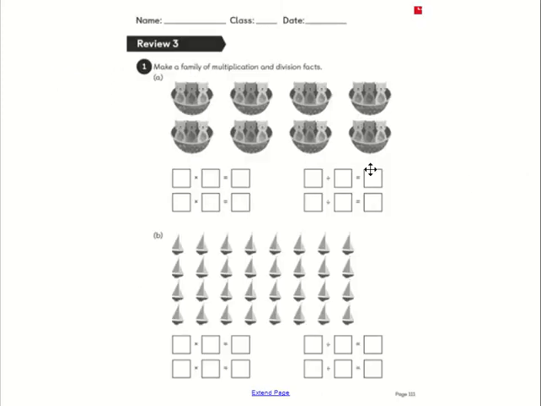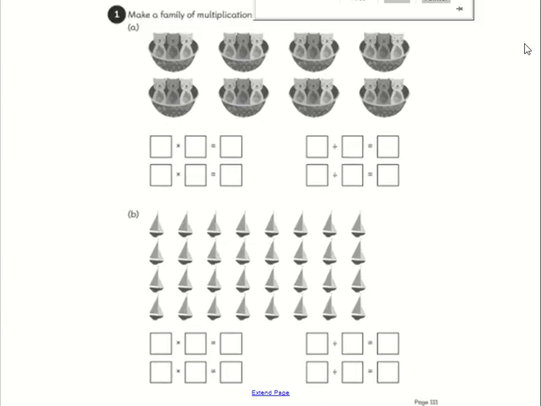So the first question is make a family of multiplication and division facts. The first thing I'd like you to think about is what is a family of multiplication and division facts. Think about the term fact family. What do we not include in a fact family? Pause the video now and have a think, please. Okay, well done. In a fact family, we don't include any strangers.